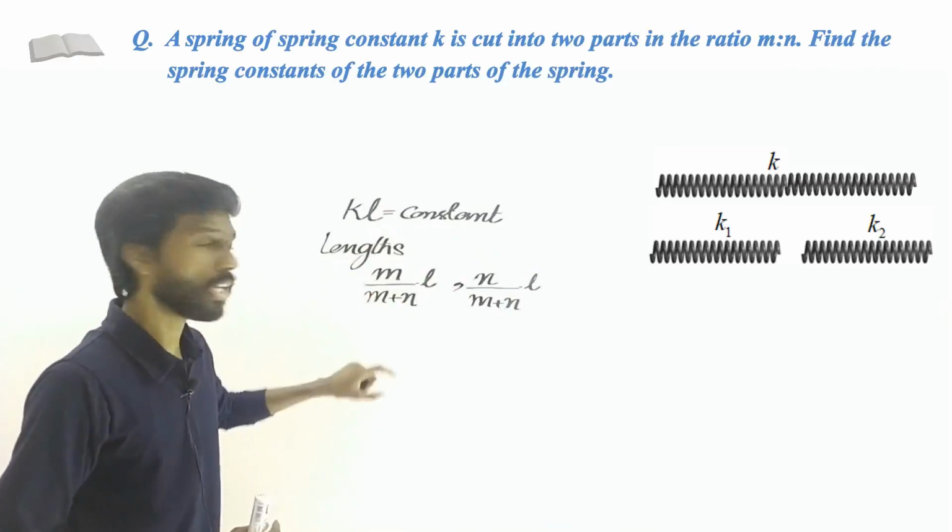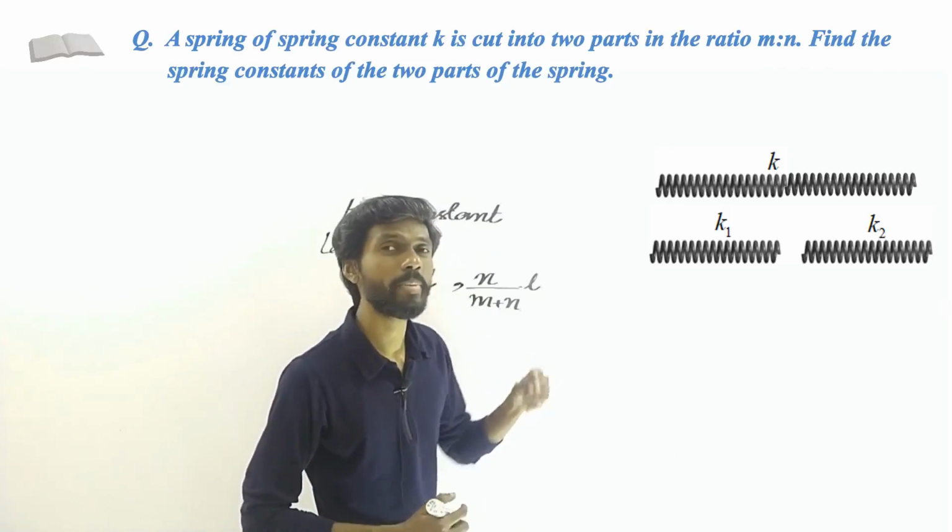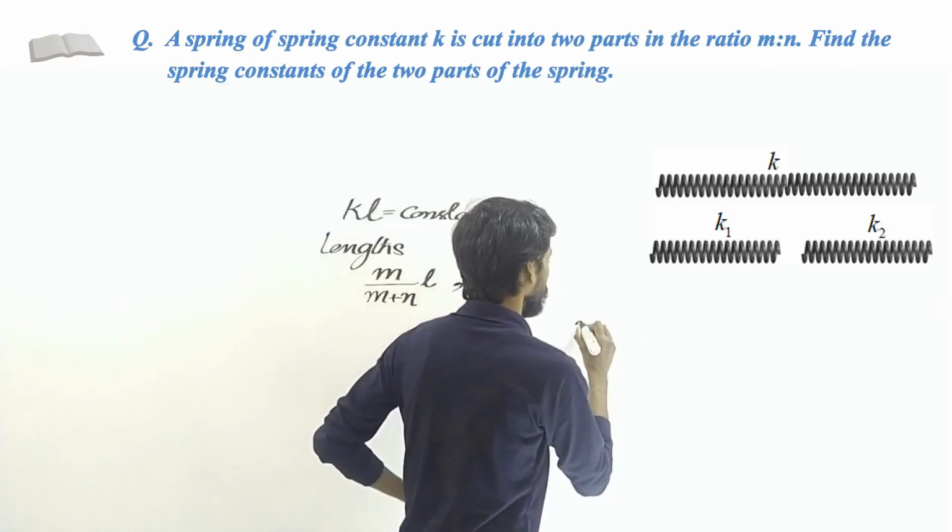If you can't write this directly, we can do this. The ratio is m:n. So that means each part can be taken as, the first part can be taken as mx.